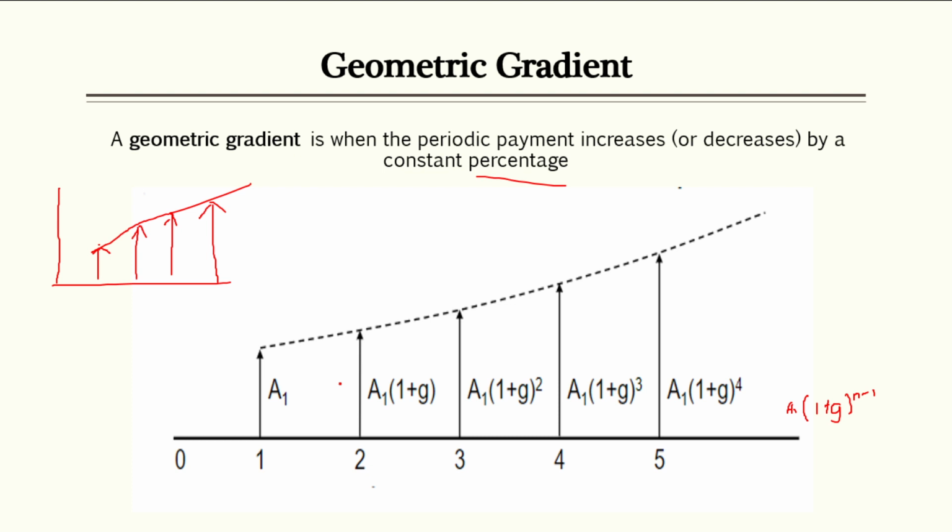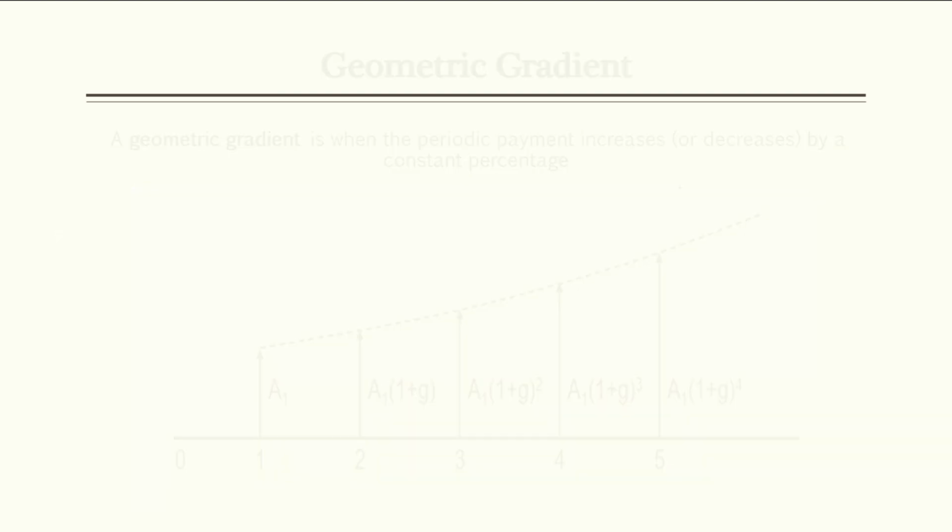Okay? So, ano nga ulit? Ang kaibahan ng dalawa, kapag arithmetic, yung value yung nag-i-increase or nag-i-decrease. Kapag geometric naman, nag-i-increase siya by percentage.